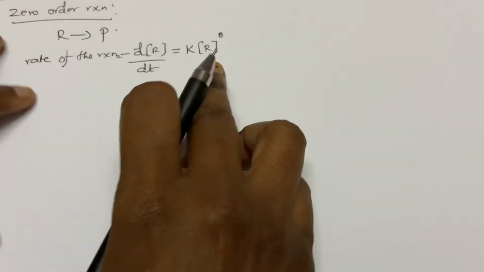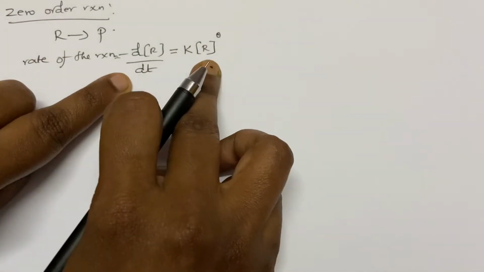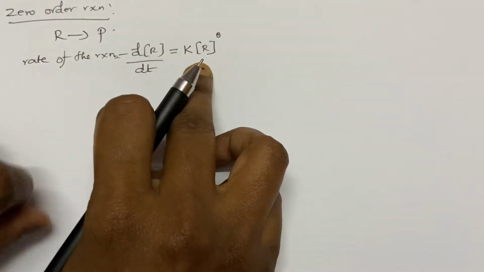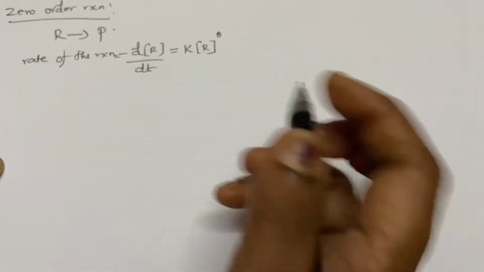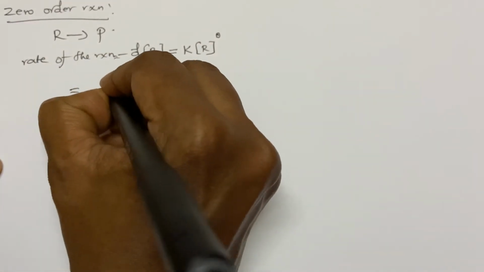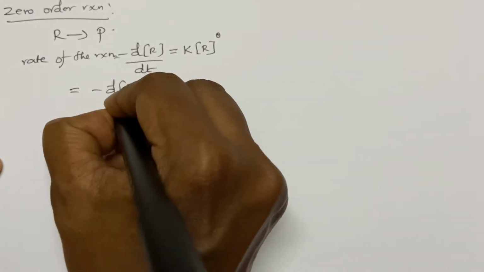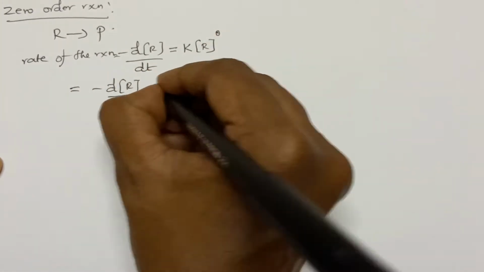What does it mean? The rate of the reaction does not depend on the concentration of the reactant, it is raised to the power 0. So what will happen? Anything to the power 0 is 1.